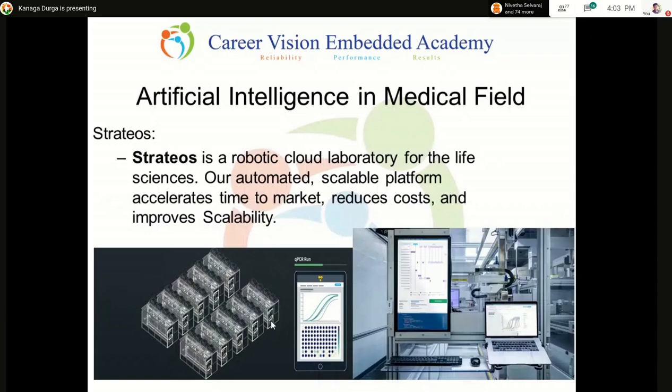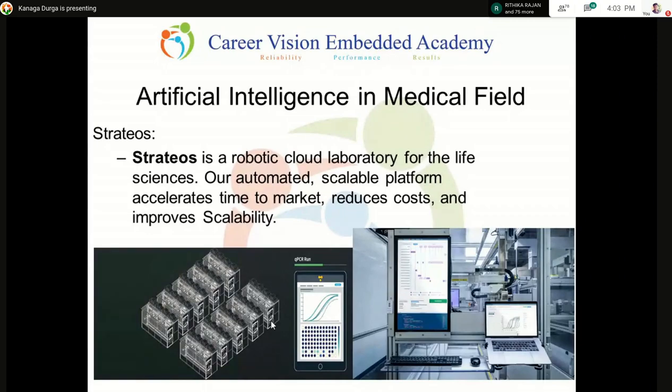So the next major application of AI using ML is in medical fields. This is Stratius, a robotic cloud laboratory. What it does is that it automatically performs tests. There are certain tests which are required to develop a cure or develop a drug for a certain disease. So there are several tests that need to be performed, so that we can identify if this particular combination of the drug is working for the disease or not.